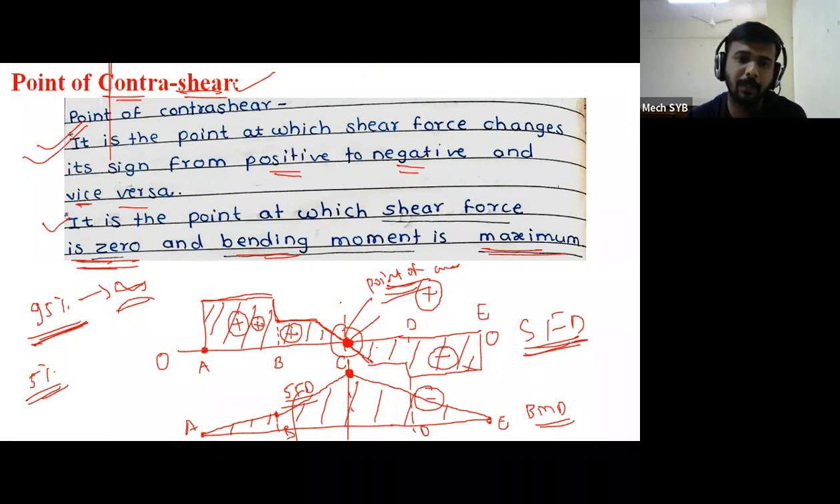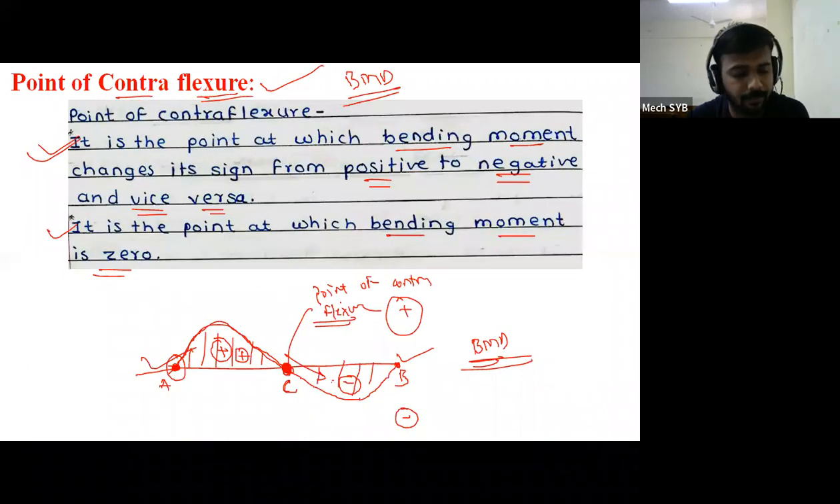सो 95% problems are there where these conditions are satisfied, but remaining 4 to 5% problems are there where these conditions are not satisfied. This is just for your more information, and you are going to observe it when we are going to solve the numericals based on this. So this is related to the point of contra shear and the point of contra flexure. Yes, have you understood the difference between point of contra shear and point of contra flexure?